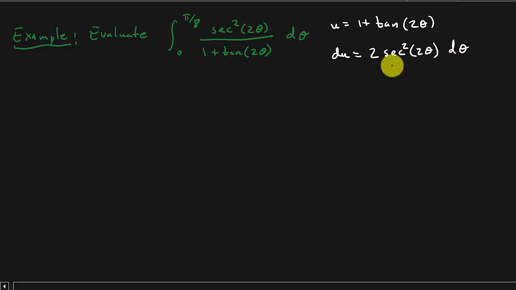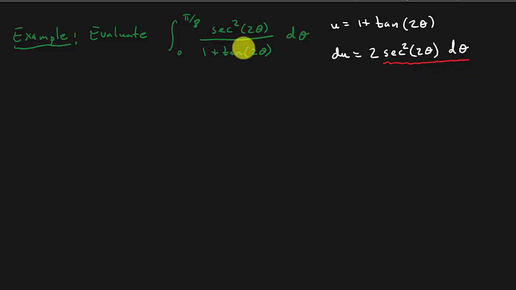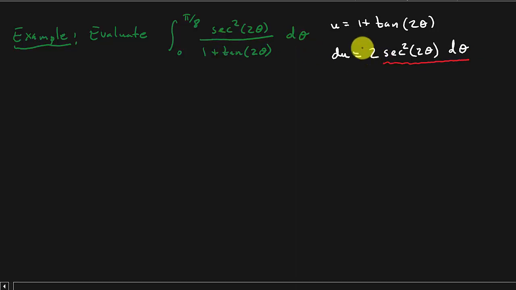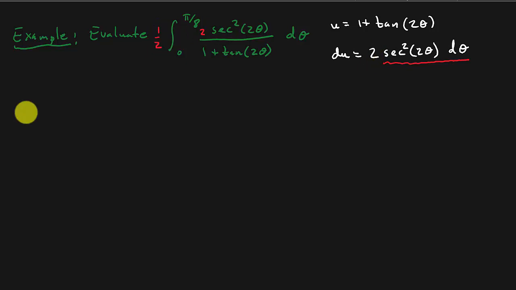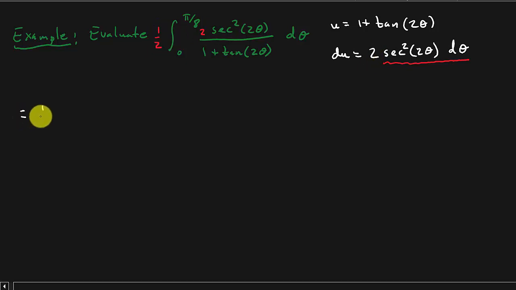So you can see we have secant squared 2 theta d theta, that's what we have in the numerator. We're missing the 2, so I'm going to multiply by 2. That means I have to come out here and multiply by a half. And so this is equal to 1/2 times the integral, and that's going to be du over u.